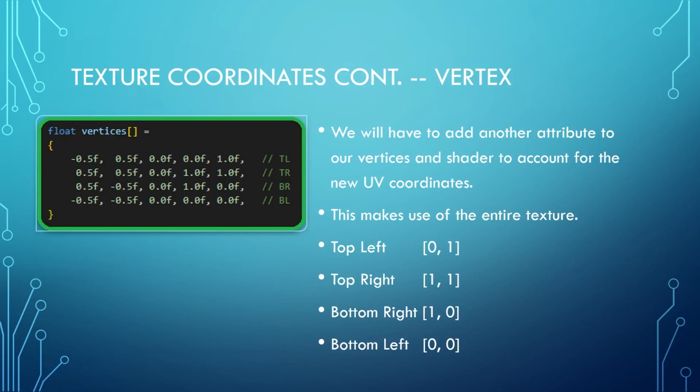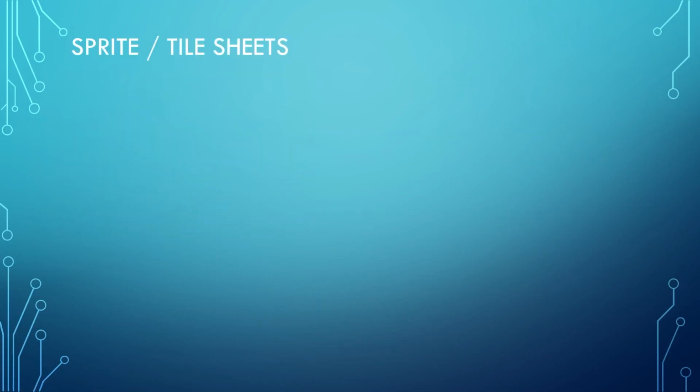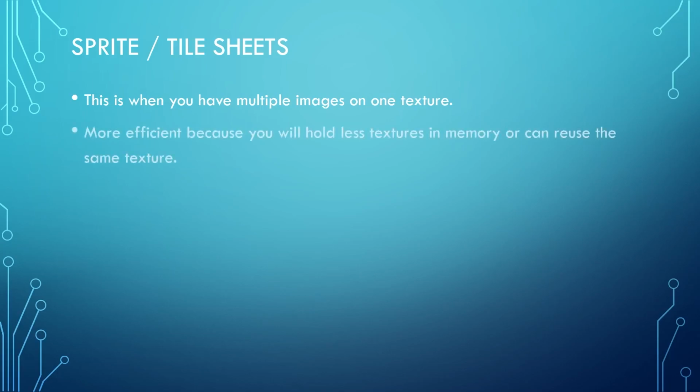However, what if you don't want to use your entire image and you have multiple images on your one texture? Well, that's when you create sprite or tile sheets. You can create sprite and tile sheets by adding multiple images into a single texture. This is more efficient because then you can have fewer textures in memory and we can just reuse the exact same texture and just adjust the coordinates.